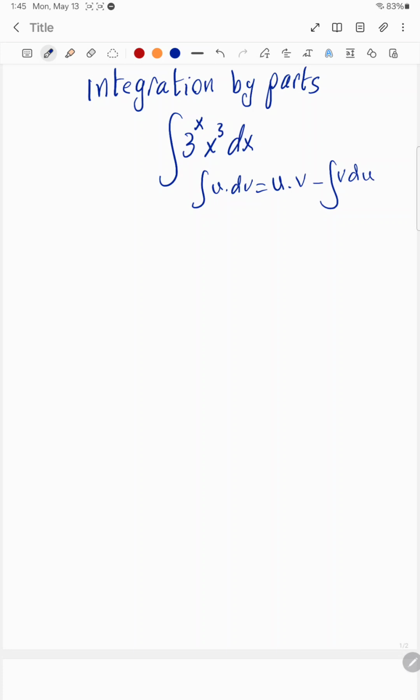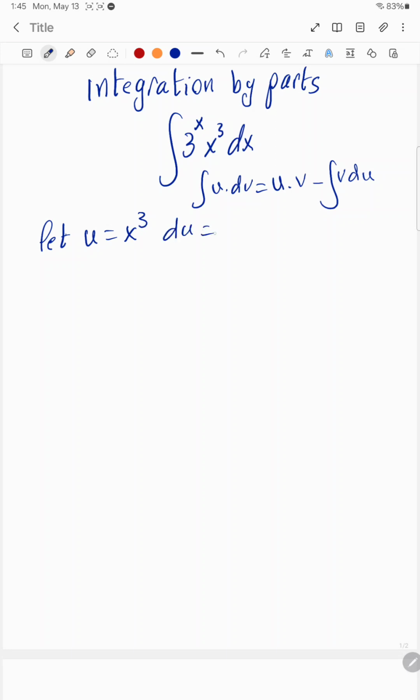So I will be using that formula, and you will see it looks complicated, but at the end it's very easy if you pay attention to that formula. So let's start. Here I say let x to the power of 3 be my u, or my u is equal to x to the power of 3.